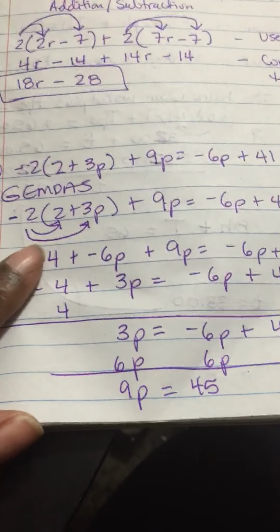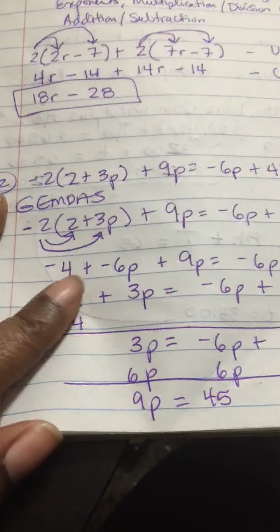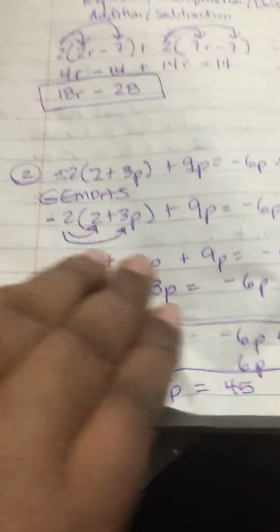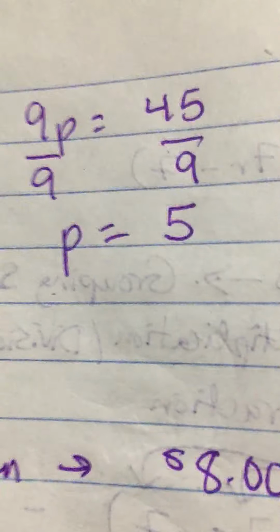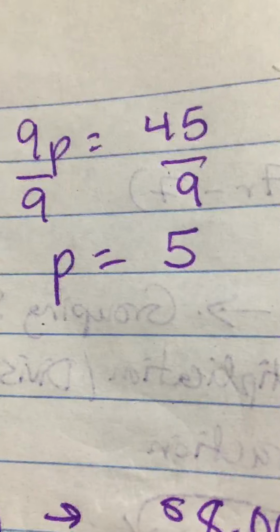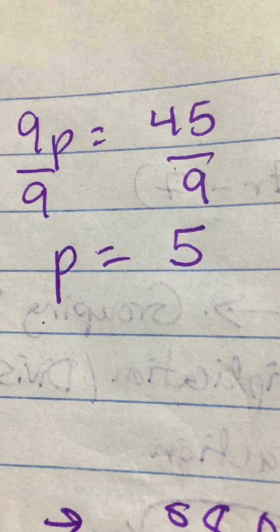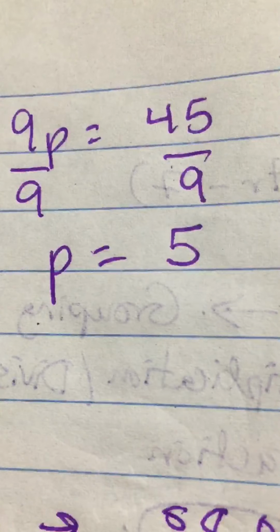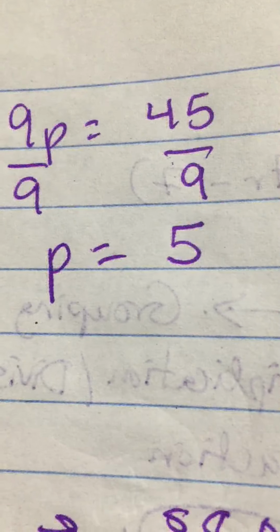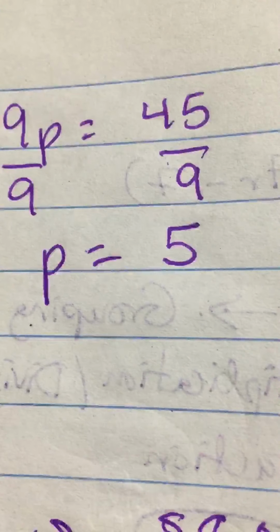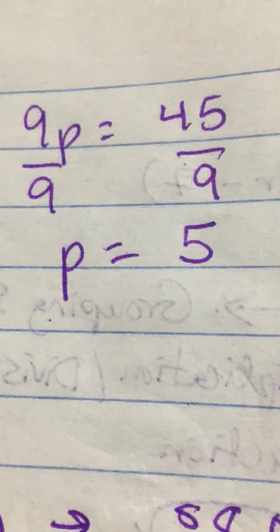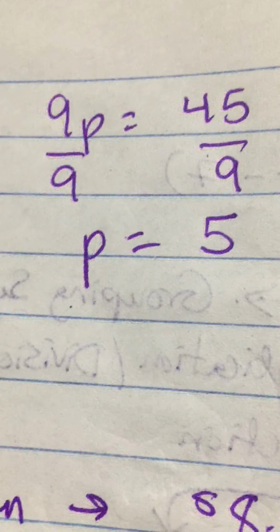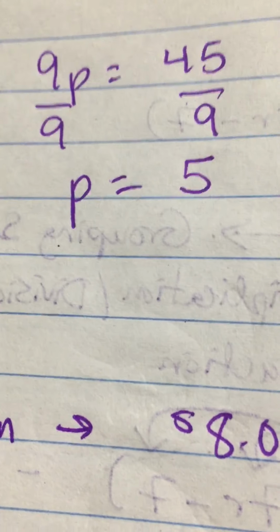So in order to solve for p, I will have to divide by 9. What I do on one side, I also have to do to the other side. So when I divide by 9, I am left with p on the left-hand side. And when I divide 45 by 9, the result is 5. So p is equal to 5. And that is how I solved that problem.